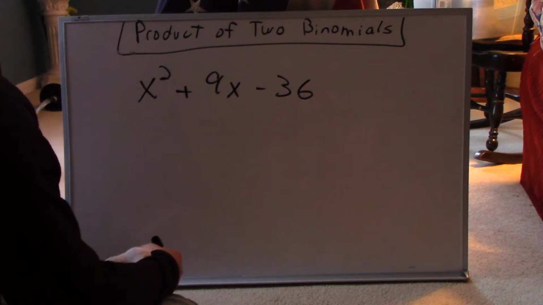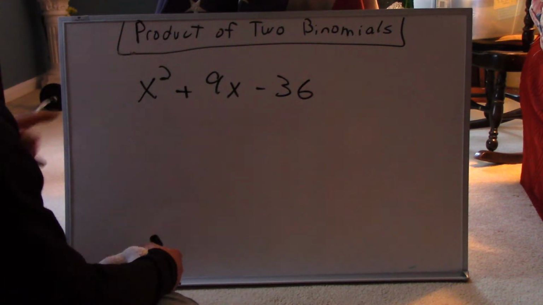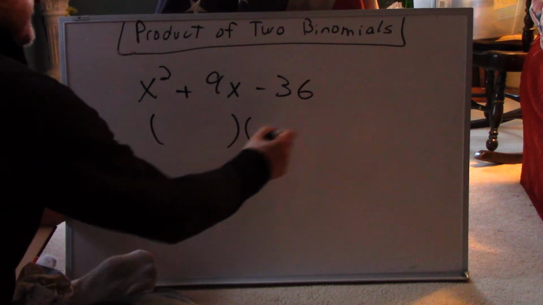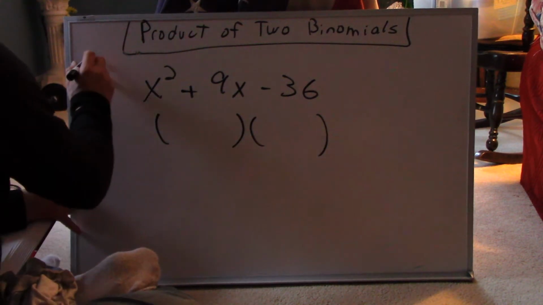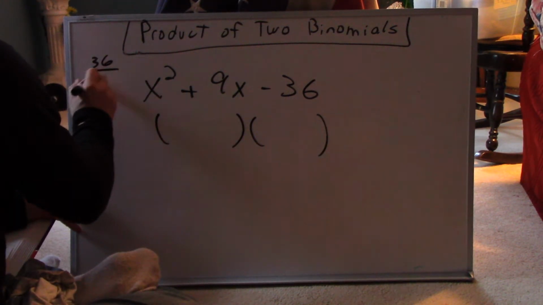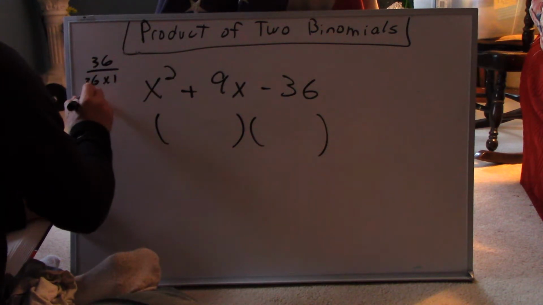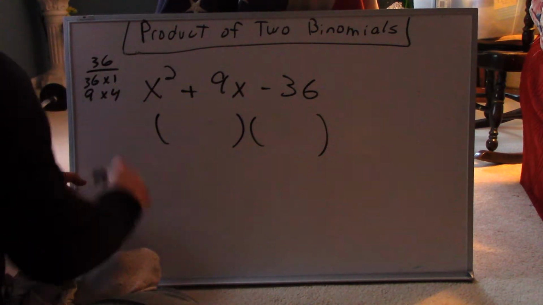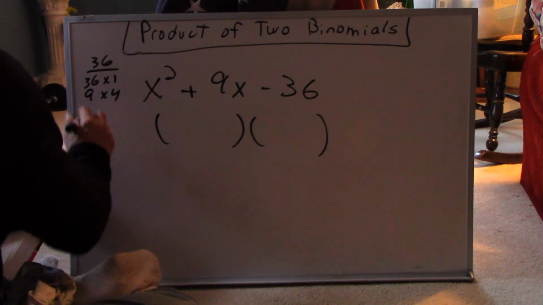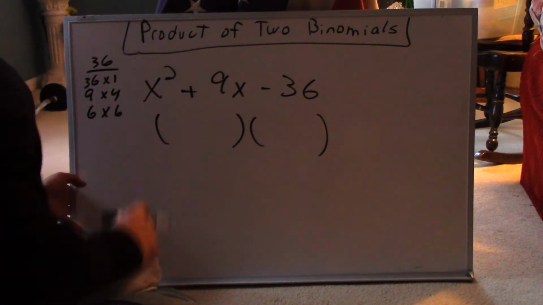Now, what are the factors of 36 that if I add or subtract will give me a 9? Well, let's look at the factors of 36. 36 times 1. 9 times 4. Right? 6 times 6.